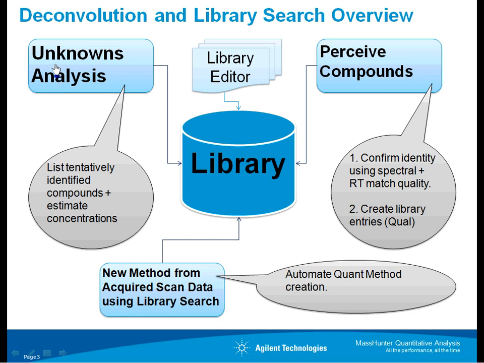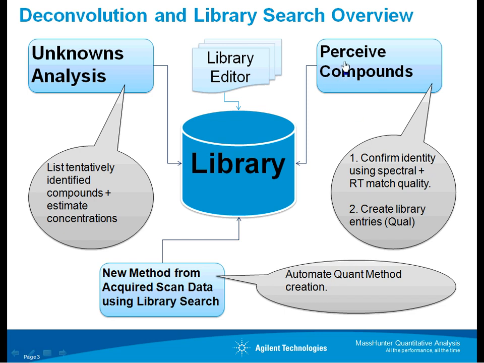First, let's discuss the quantitation feature unknowns analysis. The purpose behind unknowns analysis is to end up with a list of tentatively identified compounds that are in addition to your target compounds and estimate their concentration. This uses the technique of deconvolution of scan data and then uses the library to search spectrally to come up with that list.